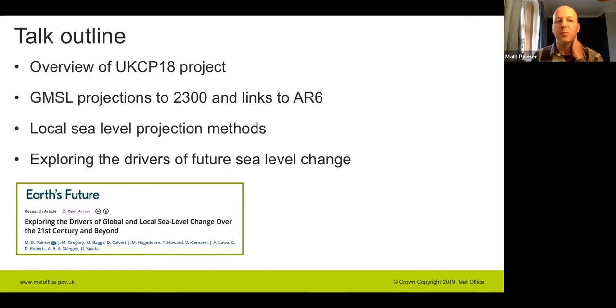Once I've spoken a bit about global mean sea level, I'm going to talk about how we convert that to local sea level projection and what the methods are for doing that. And then we'll get into looking at the different drivers of future sea level change. There are different ways that you can think about what drives future sea level change, and in particular, what drives the uncertainty in projections, which is considerable. A lot of what I'm going to present today is based on this paper that was published in Earth's Future in 2020. So that's the key reference for the talk, but I'll touch upon other publications as we go along.